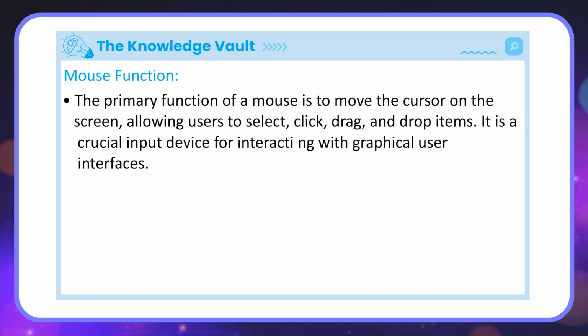Mouse function. The primary function of a mouse is to move the cursor on the screen, allowing users to select, click, drag, and drop items. It is a crucial input device for interacting with a graphical user interface.